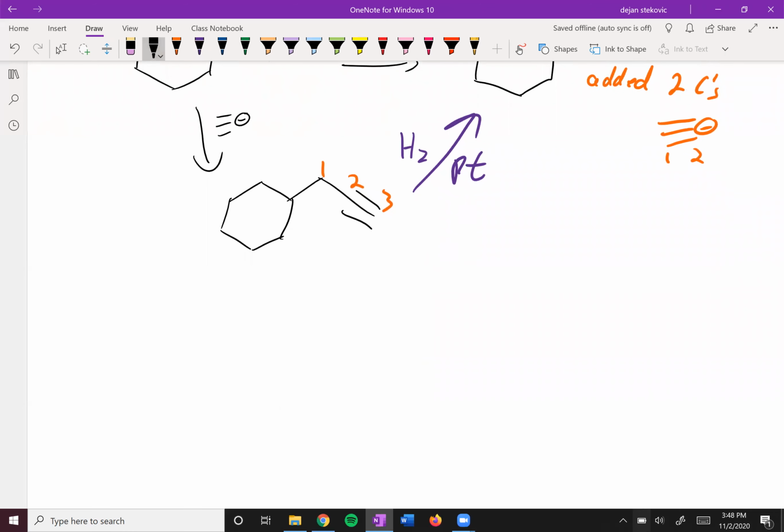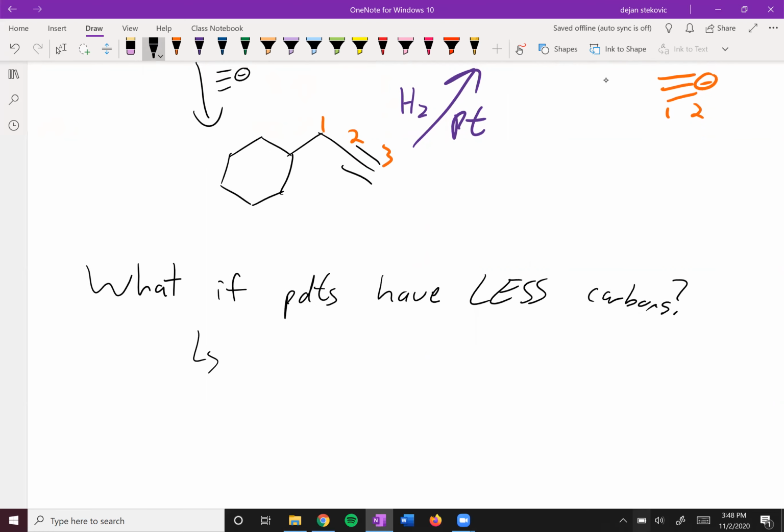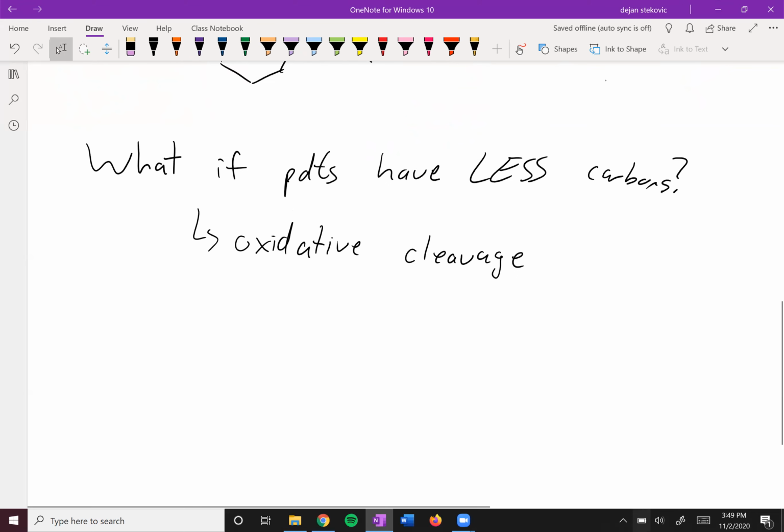Of course, we have learned a way to go the opposite way as well. So what if your products have less carbons? Right, that's also something that could happen. In this case, the only way we learn how to go through less carbons is through oxidative cleavage of our alkenes or alkynes.